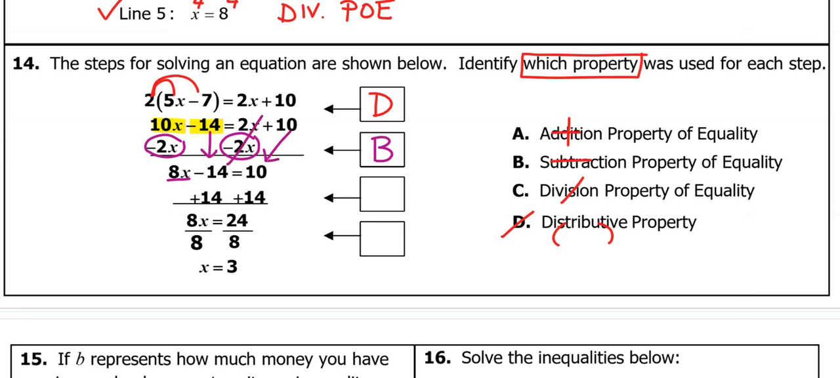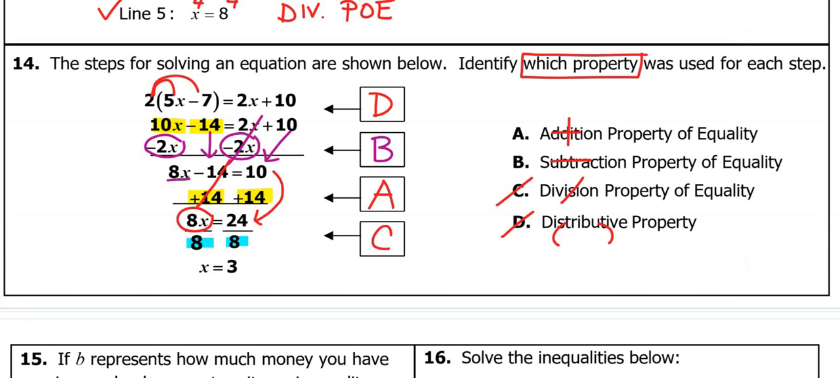All right, next step. Now we're adding 14 to both sides. So if we're adding 14 to both sides, we're using the addition property of equality. So using the addition property of equality, the -14 and the +14 will cancel. So all you're left with is 8x. And then 10 plus 14 gets you to 24. Last step, to get x by itself, we're dividing both sides by 8. Since we're dividing on both sides, we're using the division property of equality, which is choice C.